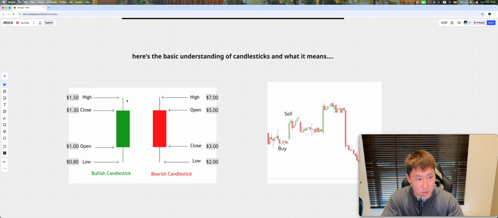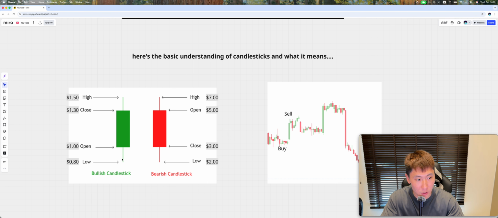What this candlestick actually tells you is that the price opens at this price range. In this case, let's say it's $1, and then it closes higher than $1, which is $1.30. It closes here. That's the body. What the wick is telling us is that the price actually went to a high of $1.50, but was unable to close at that price. It came down to $1.30 and closed right here.